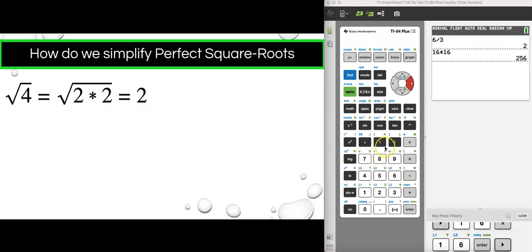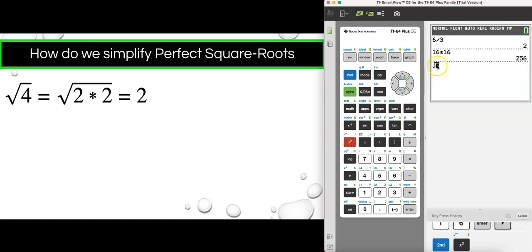You can check that by going to your calculator. You've got your square root symbol here on your calculator. To activate it, you hit the second key, and then the x squared key, and you'll have your square root symbol. If I put 4 in there, it gives me a 2. This is how I know it's a perfect square. Numbers that you put in a calculator that give you whole numbers back are perfect squares.